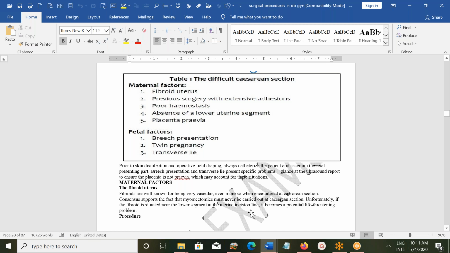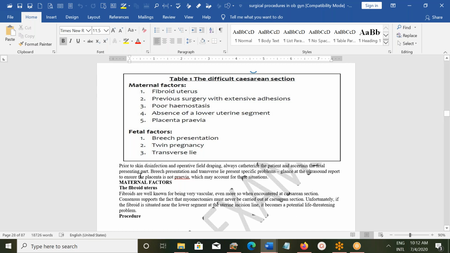Prior to skin disinfection and operative field draping, we have to catheterize the patient. Never take the patient without a catheter, because the chance of bladder injury will be very high. As you know, two-thirds of urological injuries are not identified during surgery. They are identified in the post-op period, and management can be very difficult. Your patient can develop uroperitoneum or have no urine output, so you will have to reoperate her.